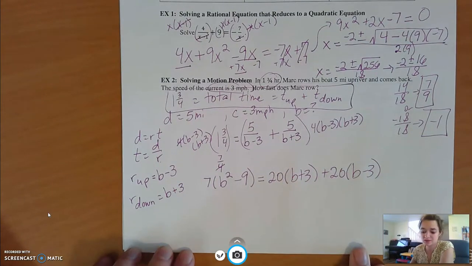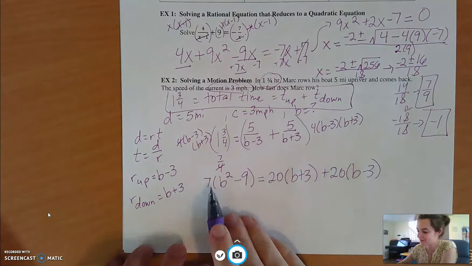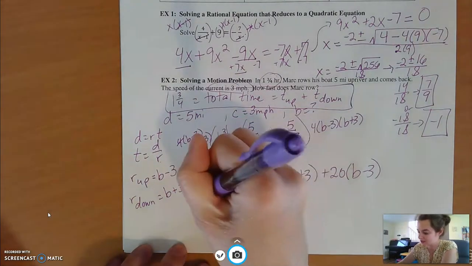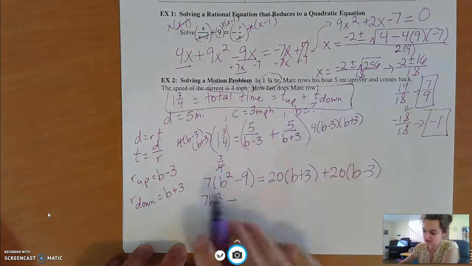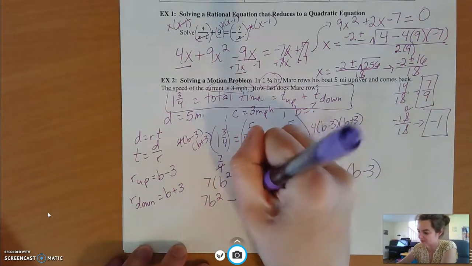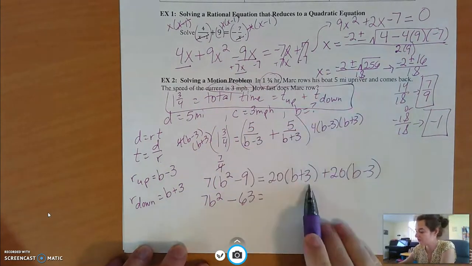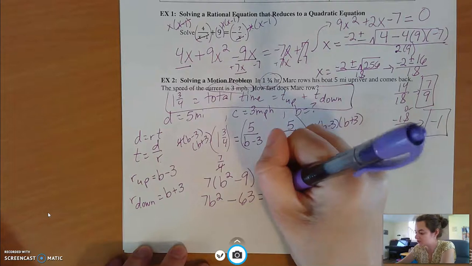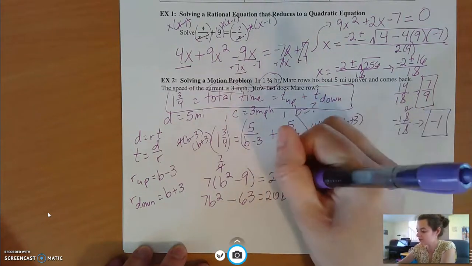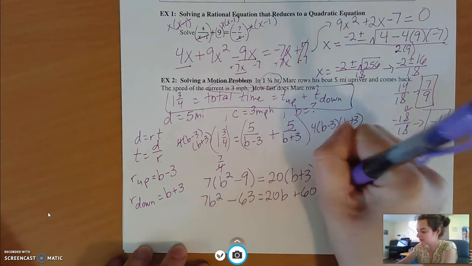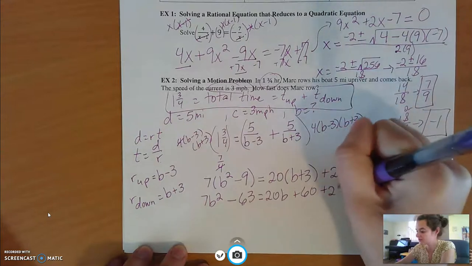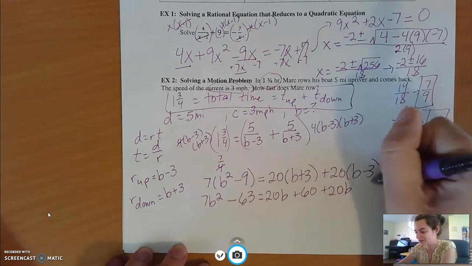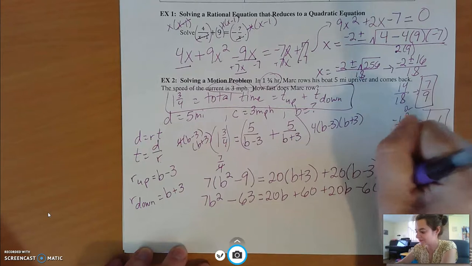Okay, and here it's just a lot of simplifying. So 7 times b squared is 7b squared. 7 times 9 is 63. Over on the right side, 20 times b is 20b. 20 times 3 is 60. 20 times b is still 20b. And 20 times minus 3 would be minus 60.